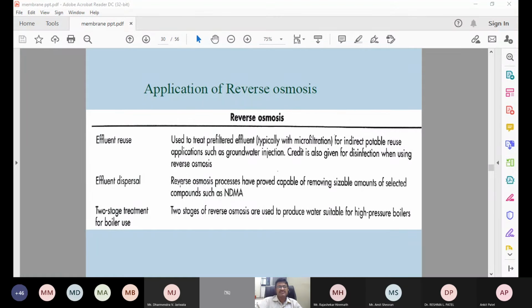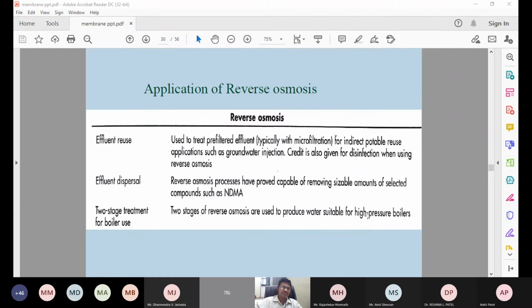Then effluent dispersal will be there. Reverse osmosis process is capable of removing sizable amounts of selected compounds like NDMA, that is N-nitrosodimethylamine, which is a compound used in various chemicals or in the food and beverages industry. Then two-stage treatment for boiler use. For high pressure boilers, if you give the reverse osmosis, then it can be used in boilers.